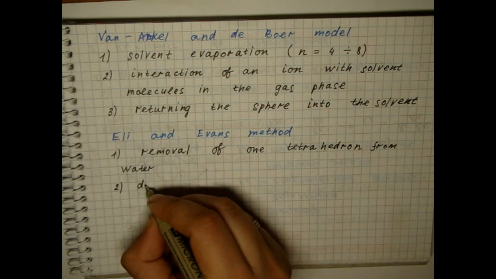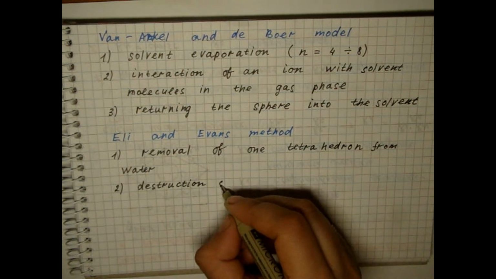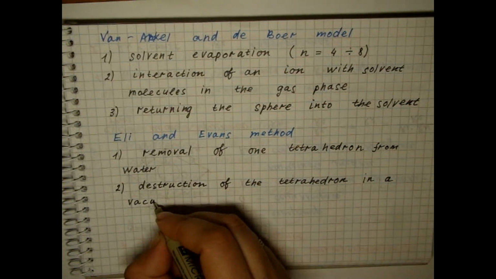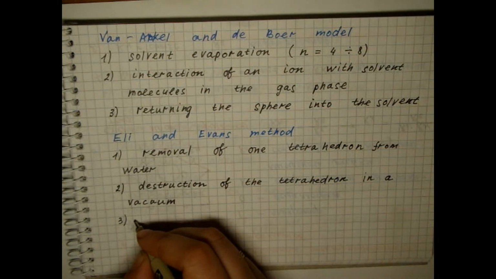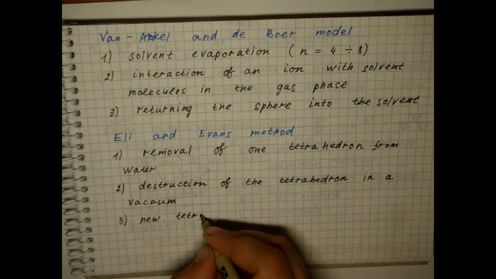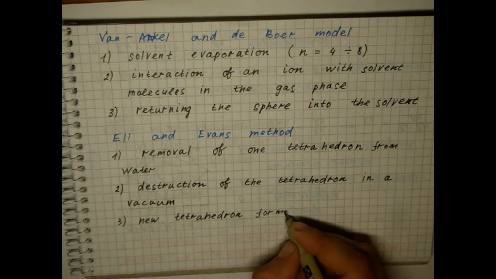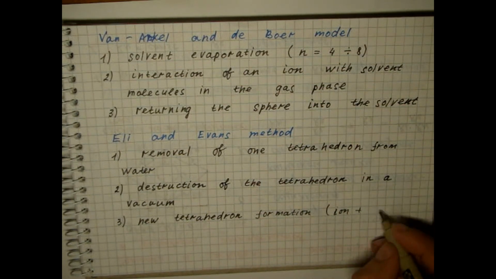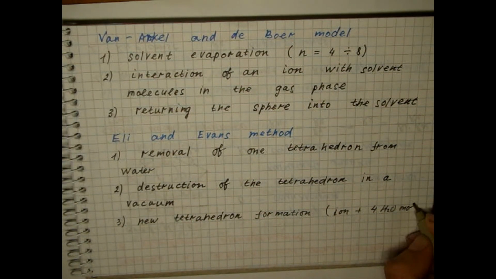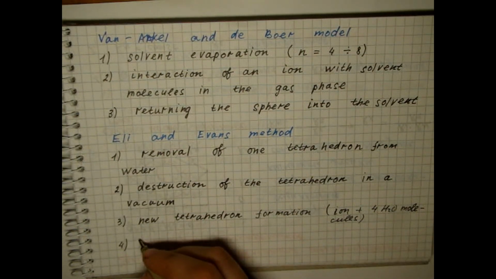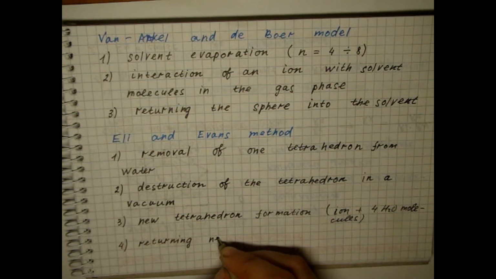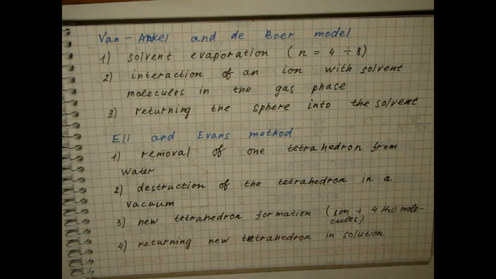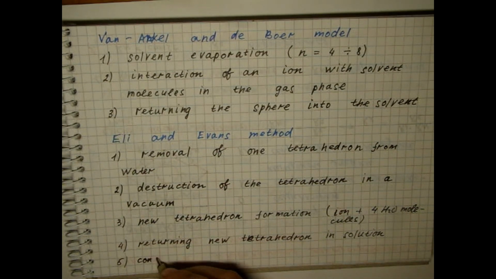Destruction of the tetrahedron in a vacuum. Construction of a new tetrahedron from an ion and 4 water molecules. The introduction of a charged tetrahedron into the cavity remaining from the removed tetrahedron of 5 water molecules. Condensation of remaining water molecules in a vacuum.